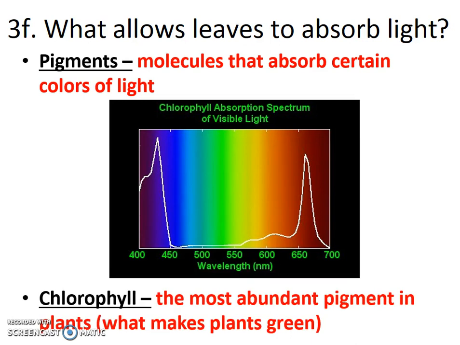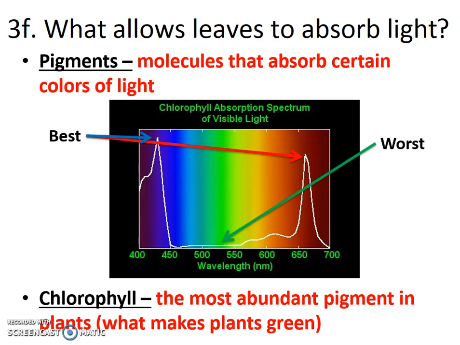Now, if you look at this picture, this is a picture of how well chlorophyll absorbs different colors of light. And what you'll notice is that chlorophyll absorbs certain colors of light a lot better than other colors of light. It absorbs blue light and red light the best. But it absorbs green light the worst. And I know that's kind of hard to figure out.